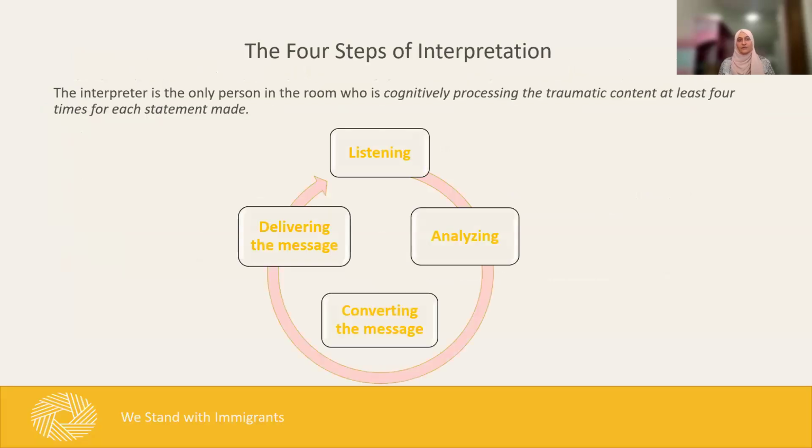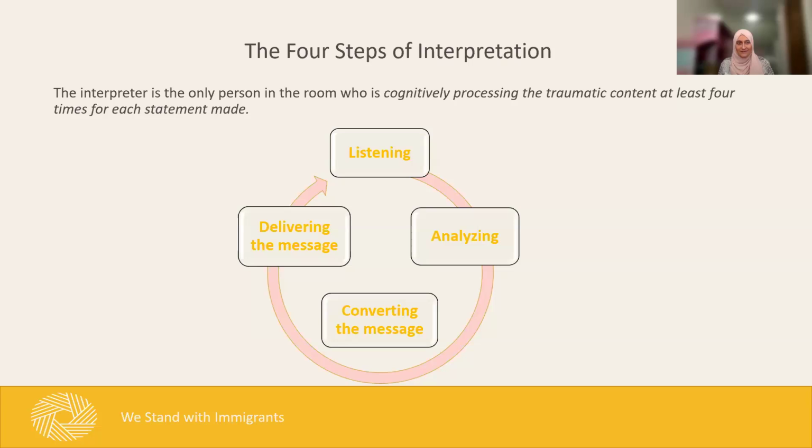So here are the four steps of interpretation. Anytime the interpreter hears a message, the first step is listening. Listening to understand what's being said. The second step is analyzing the message, followed by converting the message from the source language to the target language. And the fourth step is delivering the message.